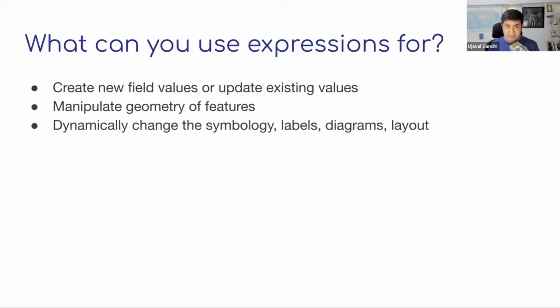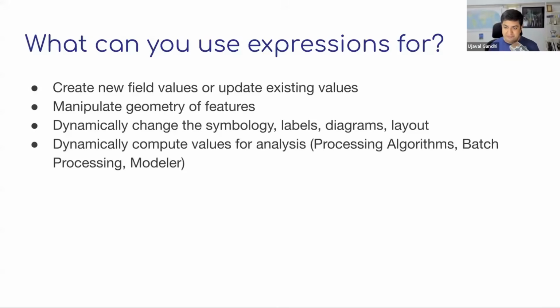When you're working with symbology, the expression engine is everywhere. Wherever you see this button called data defined override, you can override the value of that parameter for the symbology or labeling or placement of your layout, etc., with an expression, and then you can make that dynamic. So if the expression changes, your value will update.